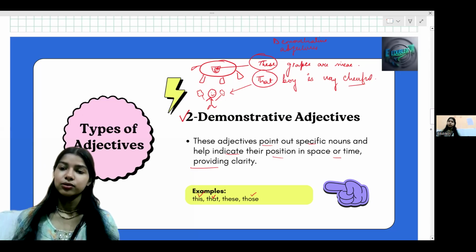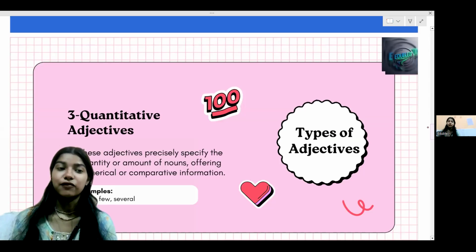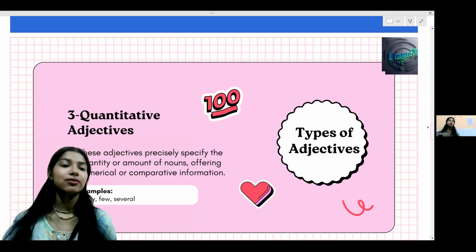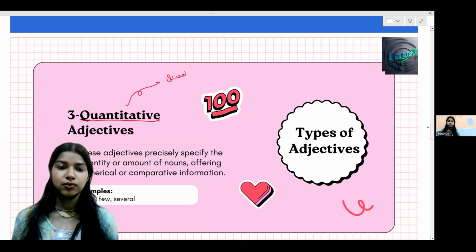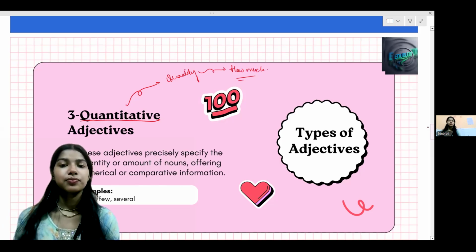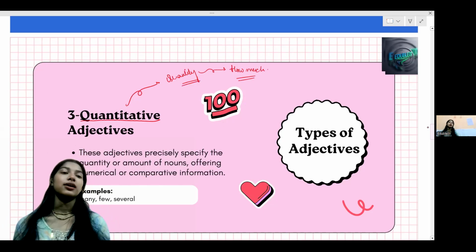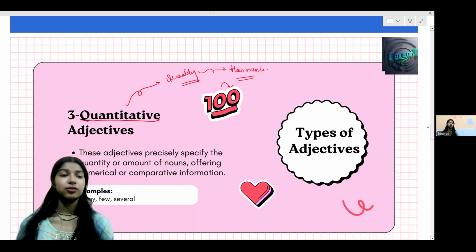Okay, kids, let's learn a little more. Another type of adjective, that is quantitative adjective. So the word quantitative refers to the word quantity. And the word quantity tells us how much. Okay? So the word quantity tells us how much. So as you can see, there we have a written number over here.